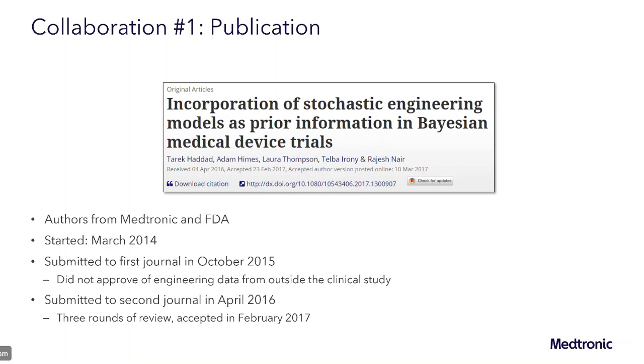And for journal number one, the comfort level was uncomfortable. So it took going to a second journal that was a little bit more open to innovative methods for clinical study analysis approaches. And even then, there was definitely a lot of back and forth with the reviewers, but ultimately we got it published online.